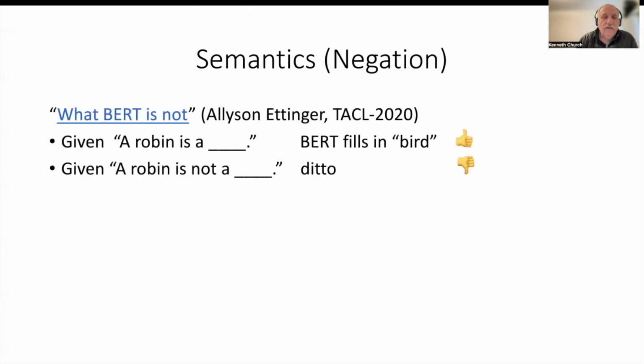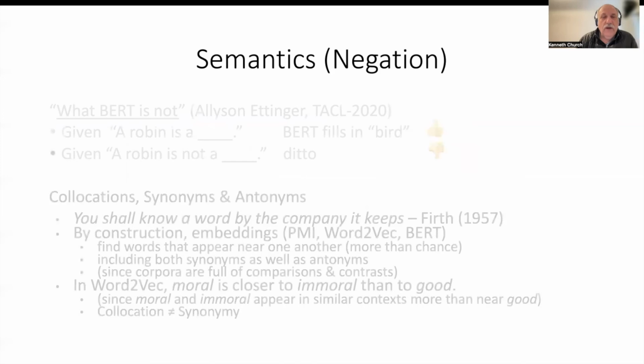Semantics. If you ask BERT to fill in the blank in "a robin is a blank," it will fill in the blank with bird. That's good. But if you say "a robin is not a," it also comes up with bird. There aren't very many things that could be wrong, but bird is one of them, and it comes up with that. Now, what's going on?